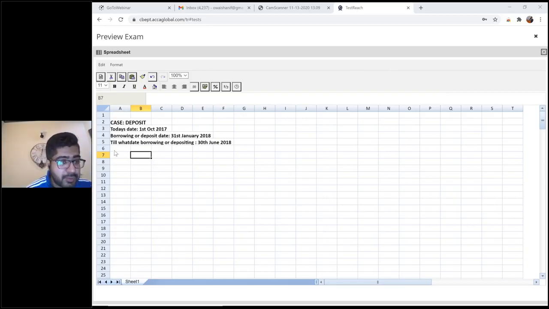So I am solving the first technique, which is called forward rate agreements. Okay, let's solve forward rate agreements and then we'll be in a position to decide.